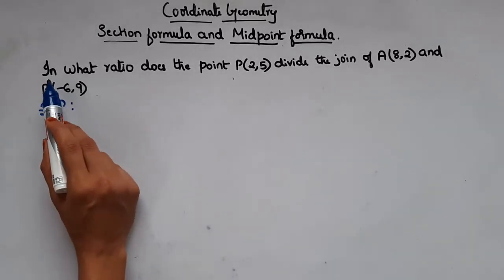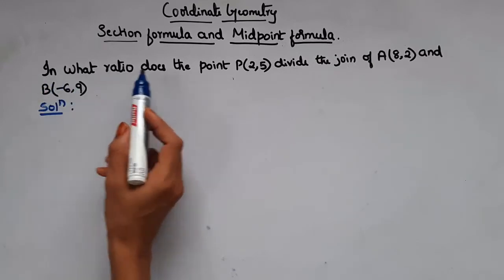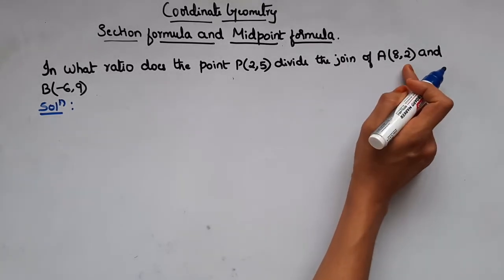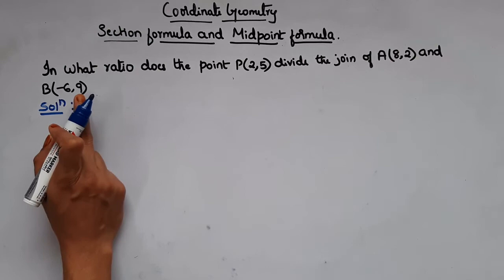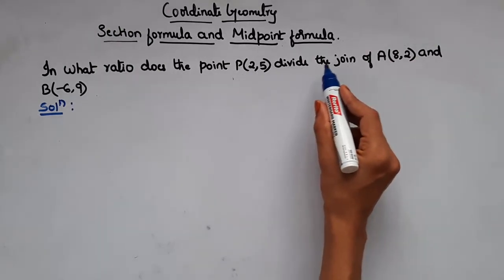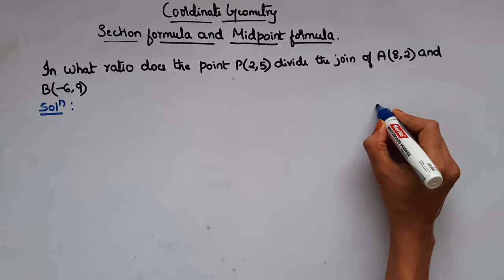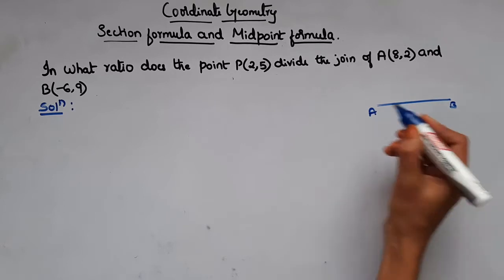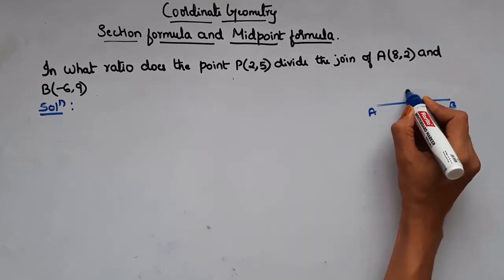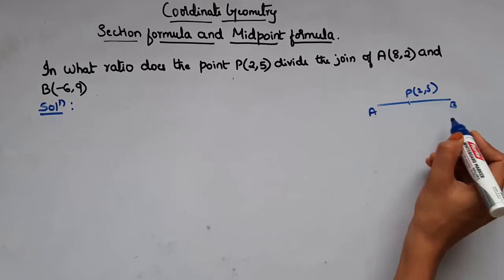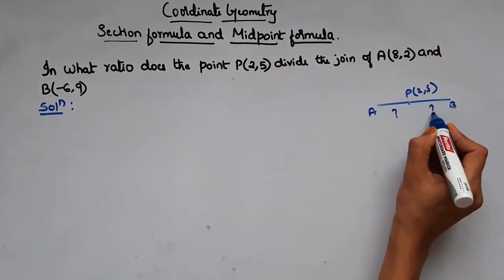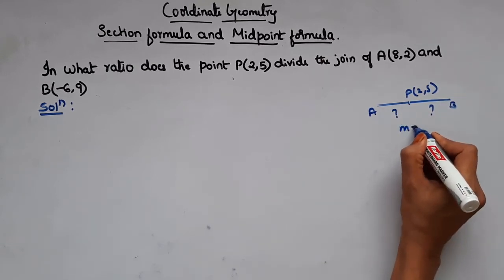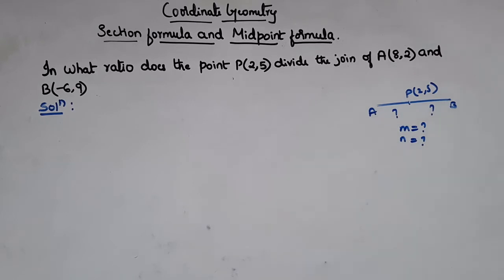Now let's see this problem. Here it says, in what ratio does the point P of 2, 5 divide the join of A, given as 8, 2, and B, which is minus 6, 9. So here it says P divides the join of AB. So we have a line AB, right? The point P divides this AB in some ratio, and we have to find that ratio. In what ratio does this point P divide AB? That means we have to find M and N, right?